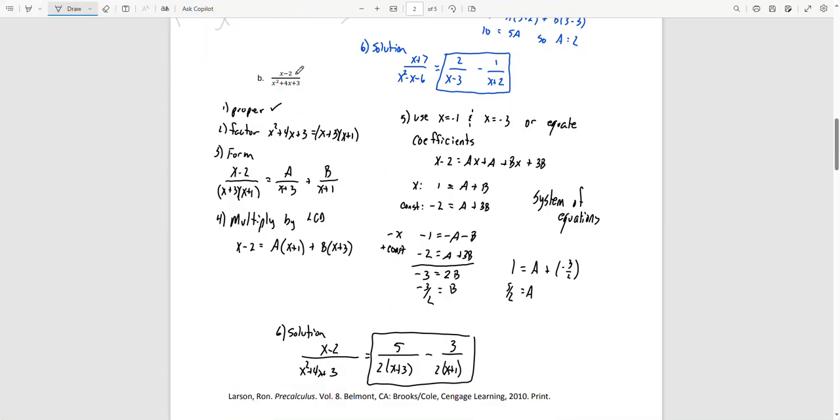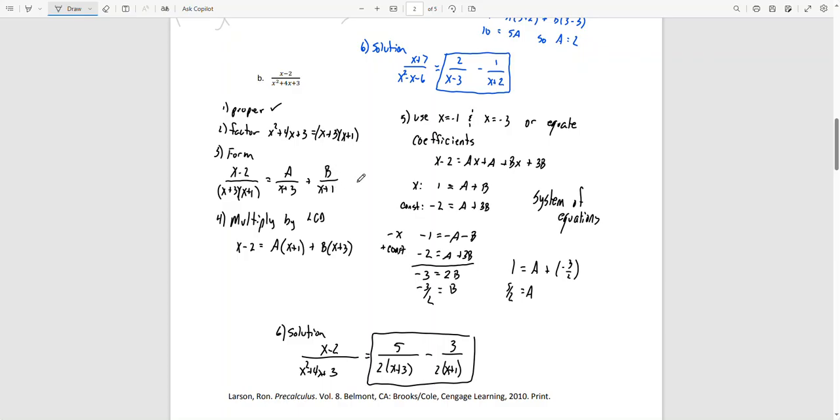If I take (x minus 2) over (x squared plus 4x plus 3), I see that it is a proper fraction. The denominator has a larger degree than the numerator. I can factor x squared plus 4x plus 3 into (x plus 3) times (x plus 1). Both linear factors, fantastic. So my form for my given rational expression is a over (x plus 3) plus b over (x plus 1).